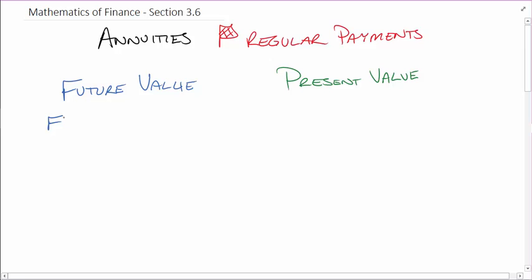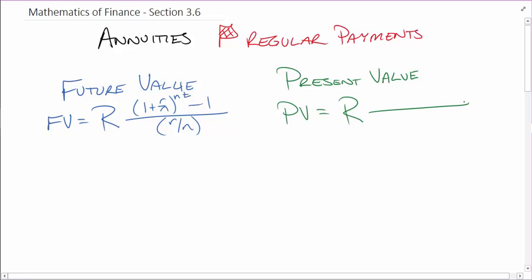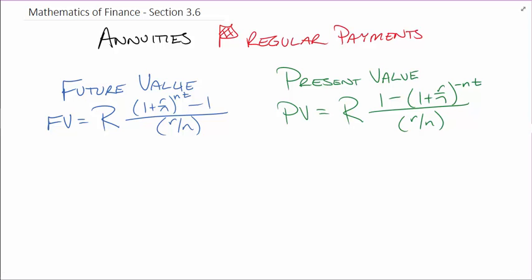For future value, we have the future value equals the regular payment times the quantity of 1 plus r over n, all to the nt power minus 1 in the numerator divided by r over n. For present value, it's very similar. The present value equals R times, in the numerator, 1 minus 1 plus r over n, this time to the negative nt, divided by the r over n. Let's define some of our unknowns here.